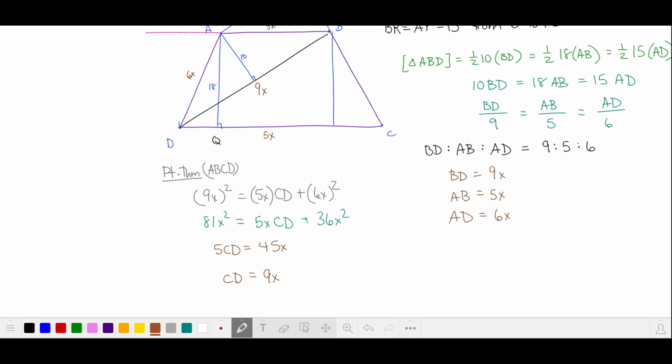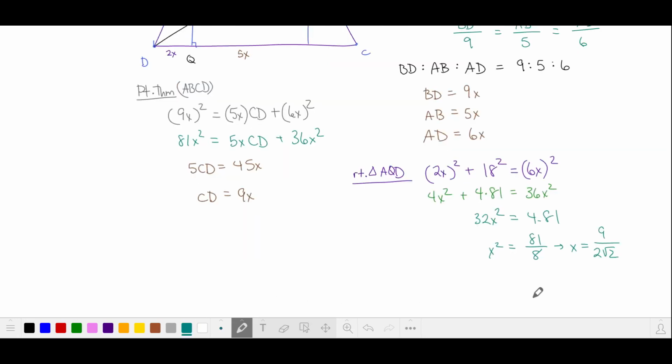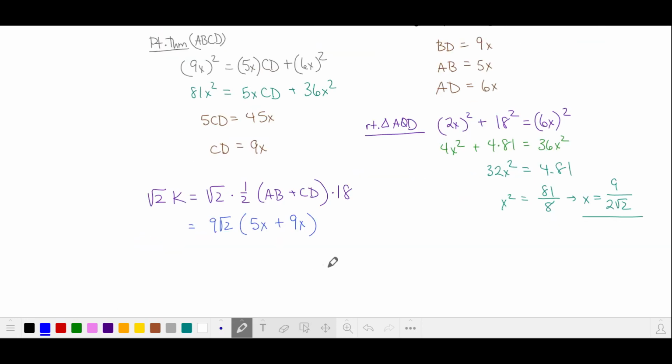We can look at our diagram here to figure out what DQ is. We just subtract 5x from 9x and divide by 2, and we get DQ is equal to 2x. Let's use the Pythagorean Theorem on triangle AQD to the left, which allows us to solve for x. So x is equal to 9 over 2 root 2. Let's solve for the area of our trapezoid in terms of x. It's the average of the bases multiplied by the height, which is 18. Rewriting in terms of x and substituting, we get our answer 567.